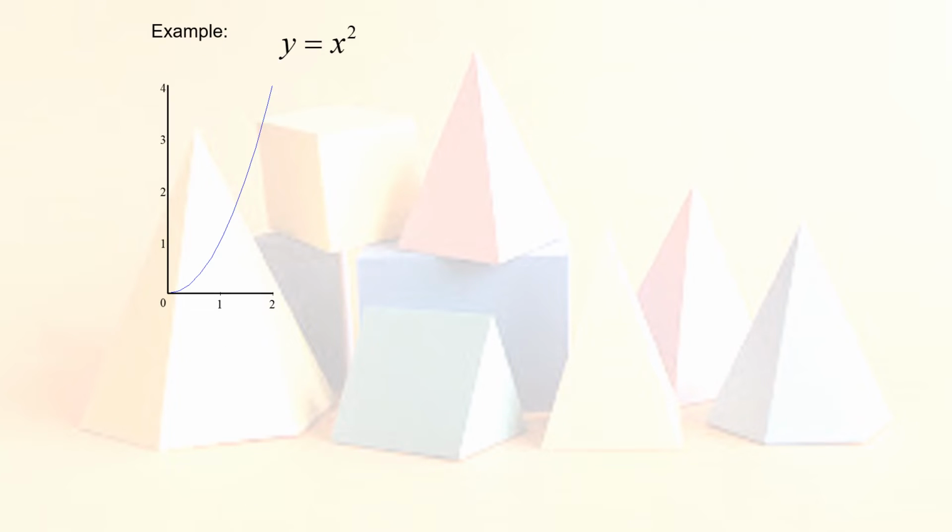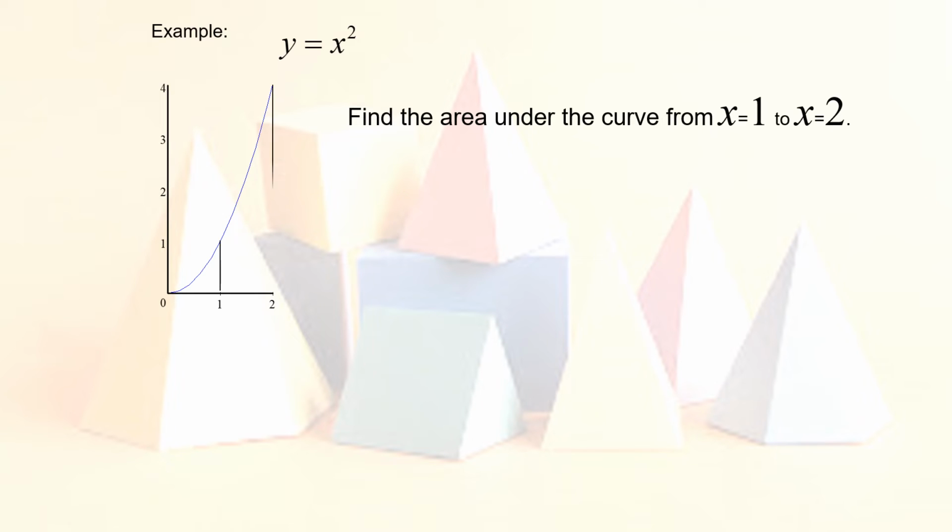So let us have another one. Let us determine the area under the curve from x equals 1 to x equals 2. So we have the function y equals x squared. In order to find the area under the curve, we are going to have the integral of x squared dx from 1 to 2. So from here, we are going to integrate x squared, which is equal to 1/3 x to the third, and then we are going to evaluate it from 1 to 2.